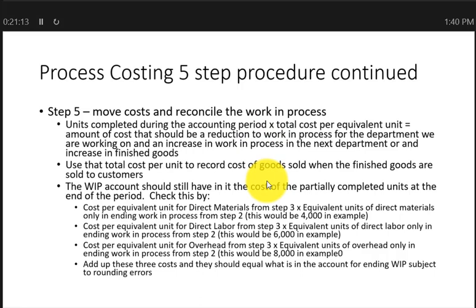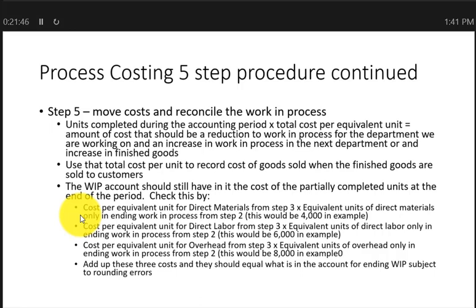That total cost per unit is also what you're going to use to record cost of goods sold. So when the finished goods are sold to customers, you're going to count up how many you sold and multiply it by that cost per unit to get your cost of goods sold, which is the debit, and you credit finished goods. At the end of the accounting period, you should have the cost of the partially completed units at the end of the period.